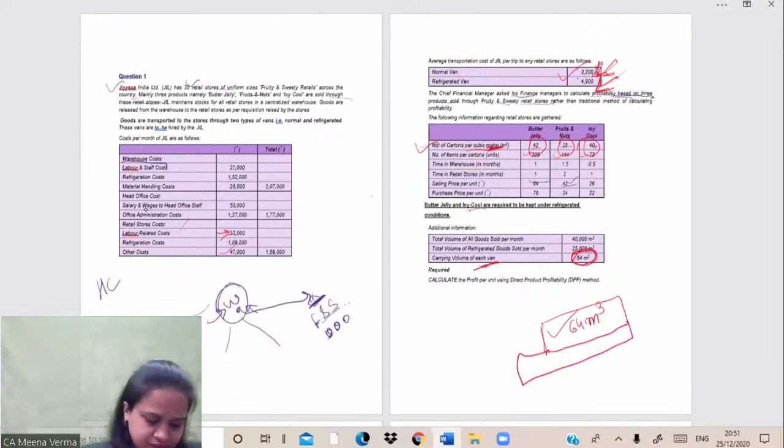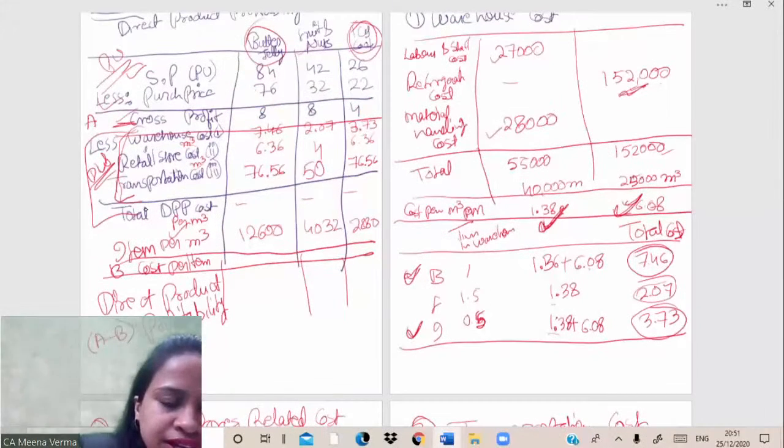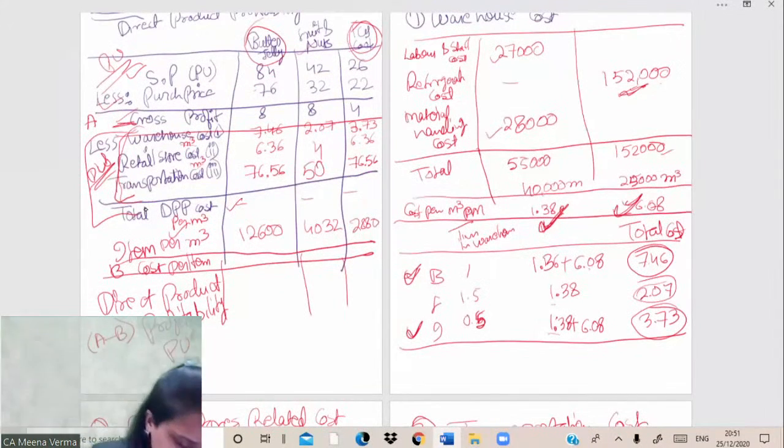Give me the answer. I'm waiting for you to give me the answer. First, give me the total direct product profitability cost per meter cube. Then give me the cost per item. Cost per item. Very nice.